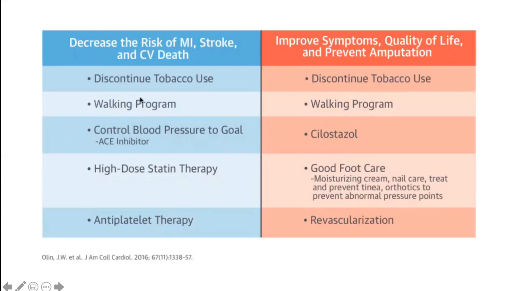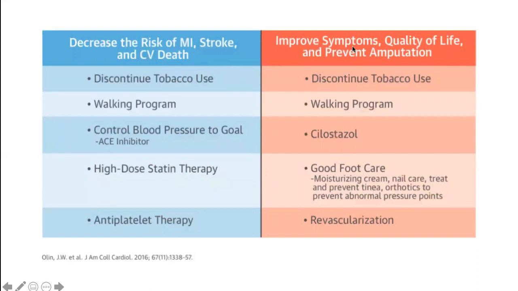So I saw one of the questions, they put it together, smoking cessation or walking program. I would go with the walking program or the supervised exercise program. Also controlling blood pressure to the goal with ACE inhibitor and high dose statin therapy and antiplatelet therapy. All those measures would decrease the risk of MI, stroke, and cardiovascular death.